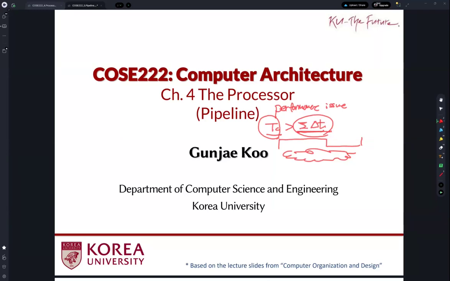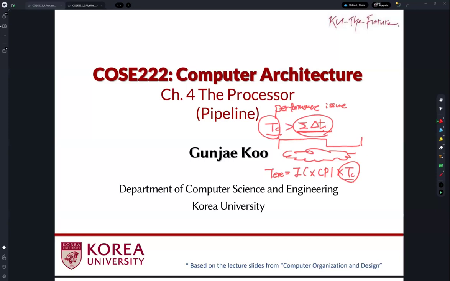And then the performance equation is instruction count multiplied by CPI multiplied by TC. So we know the performance is proportional to the clock period. So this is the performance issue in the single cycle processor, right?